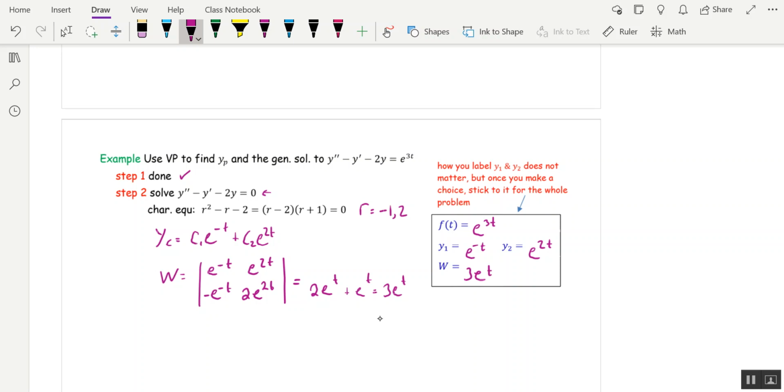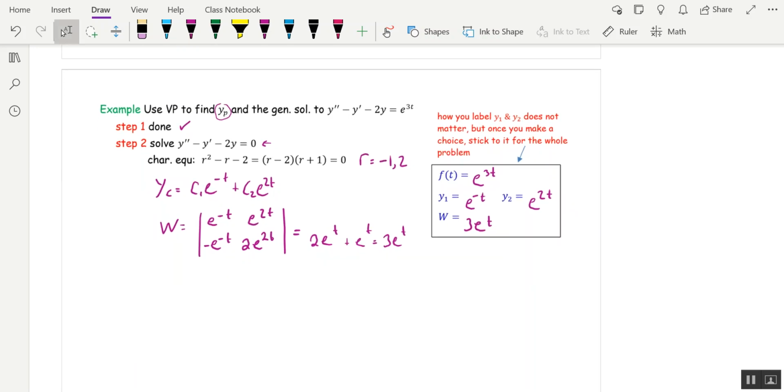Now, if you had switched your labels, if you'd made y1 e to the 2t and y2 e to the negative t, then your Wronskian would be negative 3e to the t. You'd still end up with the exact same yp at the end, but each step would be slightly different. All right, step 3.